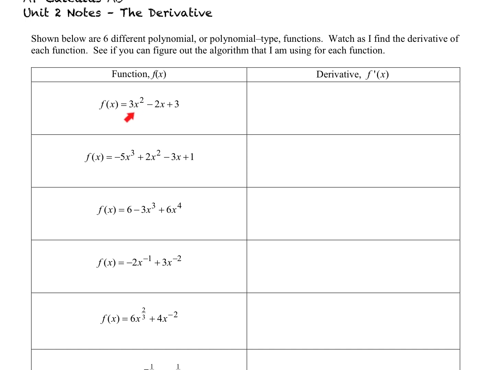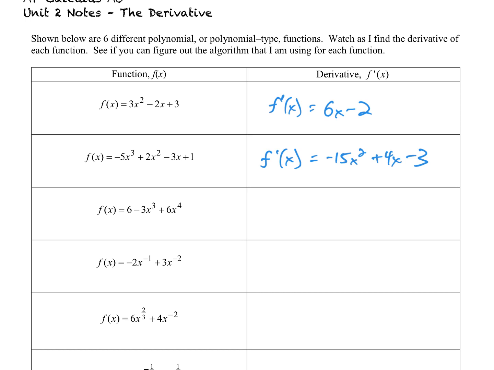This is a quadratic, and it's 3x squared minus 2x plus 3. Its derivative, once we run it through the limit process, f prime of x, works out to be 6x minus 2. Okay, so now we've got this next one, which is negative 5x to the third plus 2x squared minus 3x plus 1. That derivative works out to be negative 15x squared plus 4x minus 3. Okay, pretty good so far.